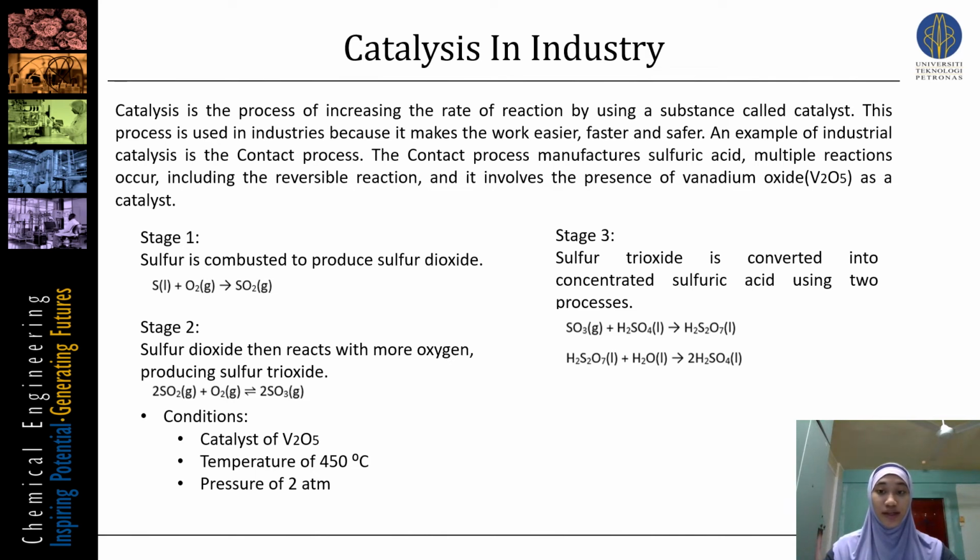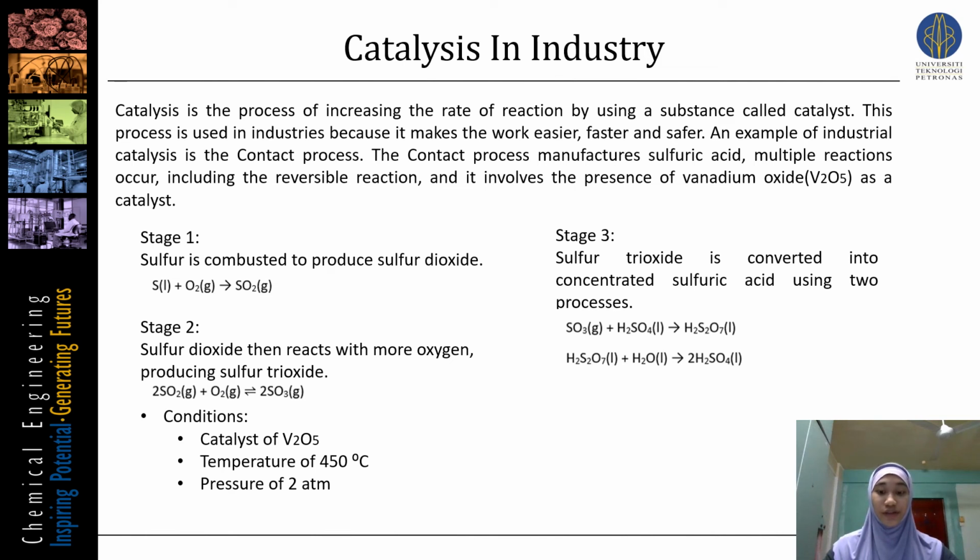In stage 3, sulfur trioxide is converted into concentrated sulfuric acid. This is done by reacting with water. However, the reaction is extremely dangerous because it's highly exothermic and it leads to the formation of clouds of sulfuric acid, which can cause acid rain.